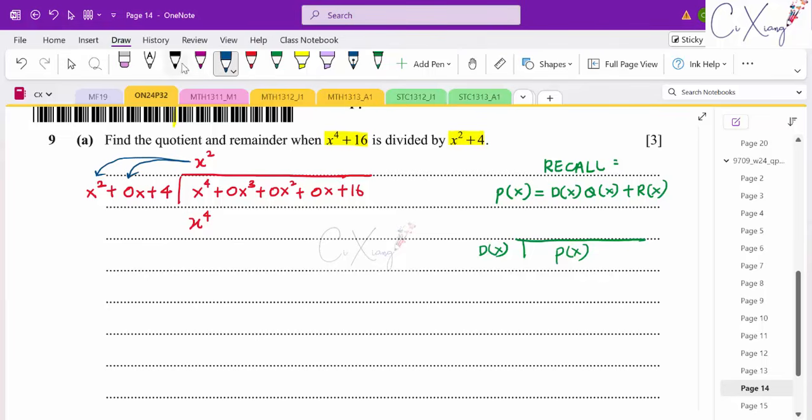So x squared multiplied with 0x, you will be having 0x cubed. Then the third one is x squared multiplied with the 4, so I'm having positive 4x squared. Okay, then I draw a line.